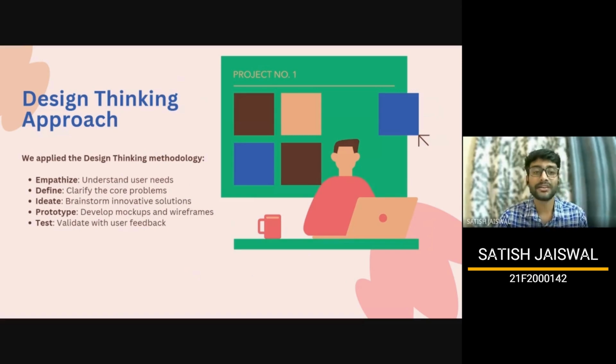The third point will be brainstorming of innovative solutions. What are the possible solutions that we can think of for those particular user personas? The fourth design thinking approach that we can discuss is to develop a mock-up and the wireframes before building the actual application. That will be called a prototype. And the final phase of this design thinking approach will be to test the application with user feedback, so that there is always room for improvement, and we can also improve what we have created.